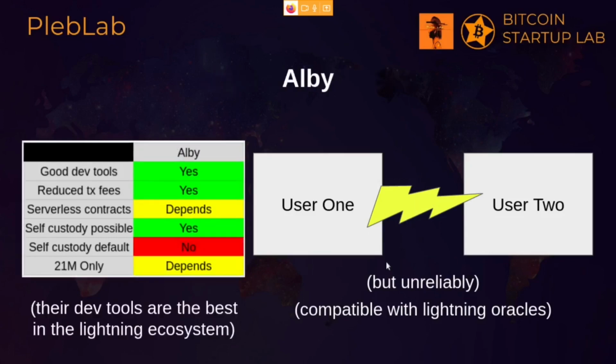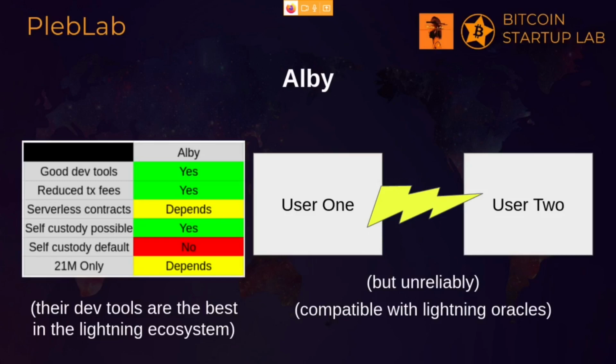Alby is a Bitcoin extension that tries to emulate a MetaMask-like experience. I meant a browser extension. It's a browser extension that tries to emulate a MetaMask-like experience, but it supports the Lightning Network, which is really cool. So in my opinion, their developer tools are some of the best. Well, they probably are the best in the Lightning ecosystem, even better than LND because it's much simpler.